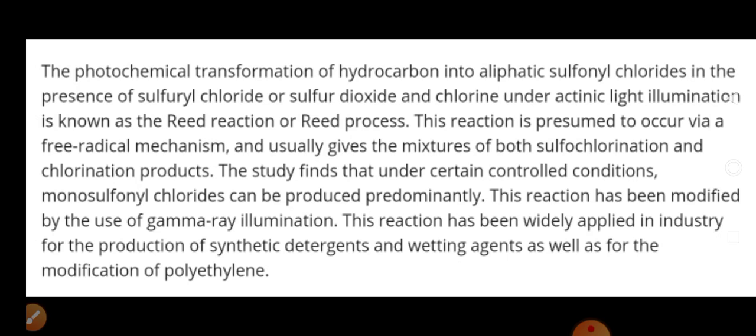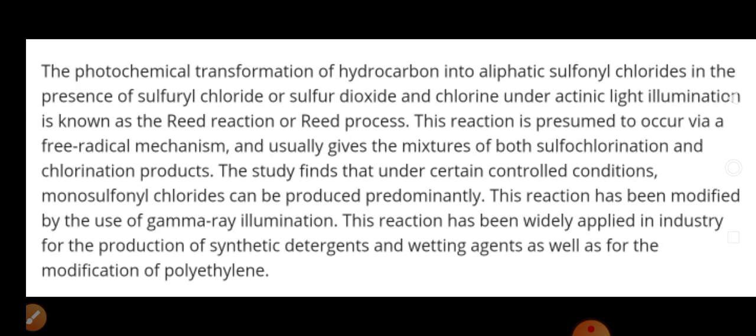This is the free radical reaction mechanism which gives a mixture of both sulfochlorination and chlorination products. If the conditions of the reaction are controlled, then mainly monosulfonyl chlorides can be produced during the reaction or after the completion of reaction. For this reaction, we can also use gamma ray illumination instead of actinic light illumination.